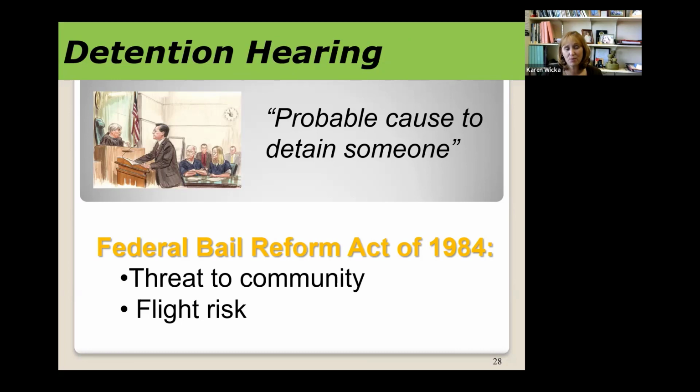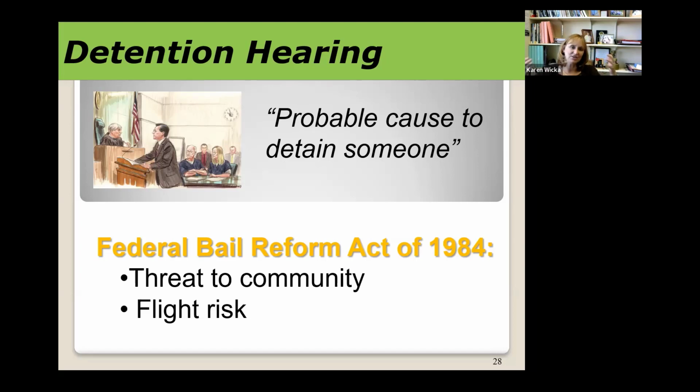Now, the only way we're allowed to detain somebody is if we meet one of two requirements. Number one, we can show that if we give the person bail, they will continue to be a threat and dangerous to the community. So if they are, we can deny bail to keep them from harming the public. Or number two, they're a flight risk, which means no matter how much money we put down, we think they're going to skip town and not show up for the trial.